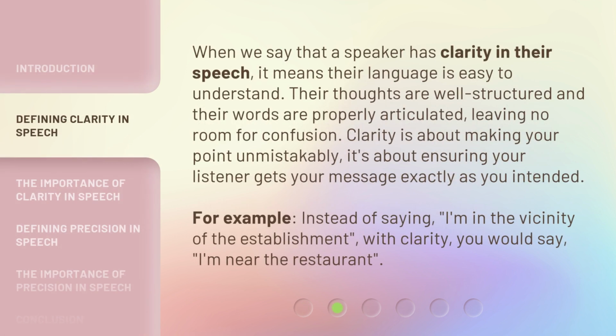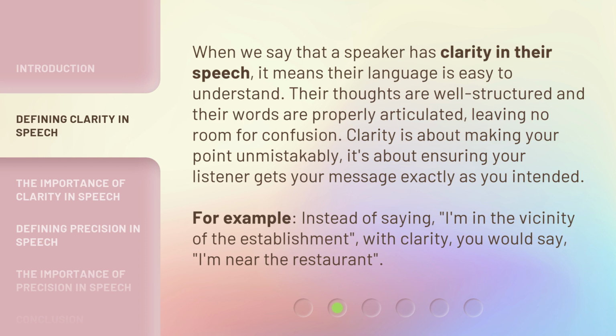When we say that a speaker has clarity in their speech, it means their language is easy to understand. Their thoughts are well structured and their words are properly articulated, leaving no room for confusion. Clarity is about making your point unmistakably. It's about ensuring your listener gets your message exactly as you intended.